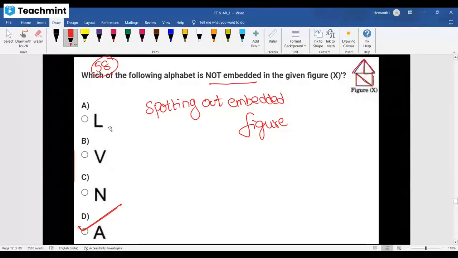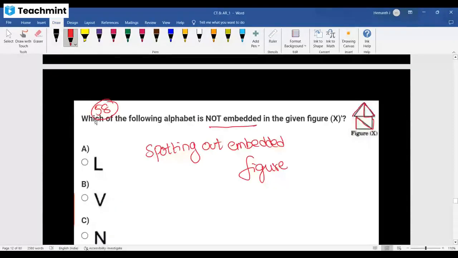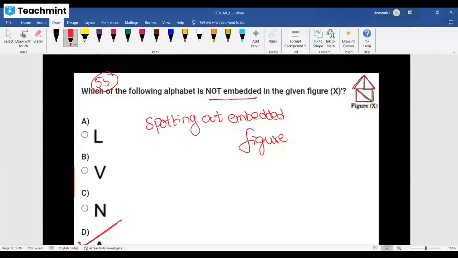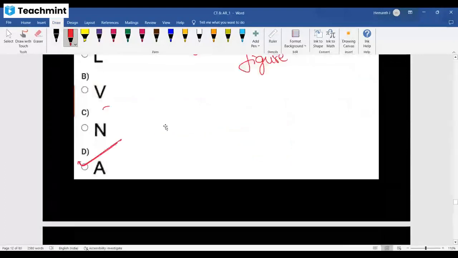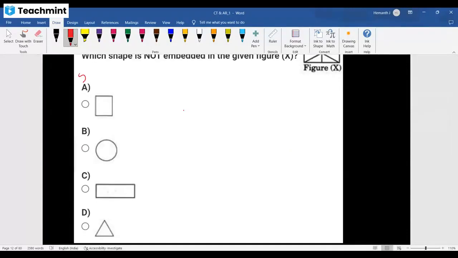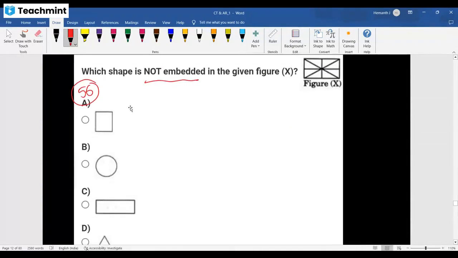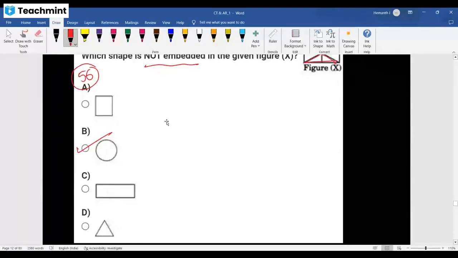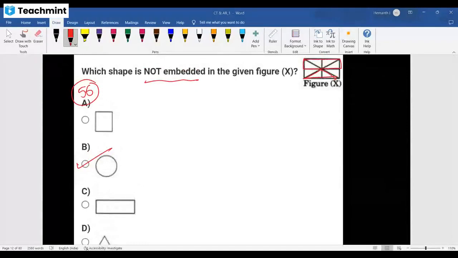Question number 55, sorry, not 58. Next one, this is also the same thing. What's the answer? Not embedded one, not available. Obviously, the circle, right? This horizontal is available here, the triangle is available here, and this one is available if you take half a part. Circle is not embedded, right?